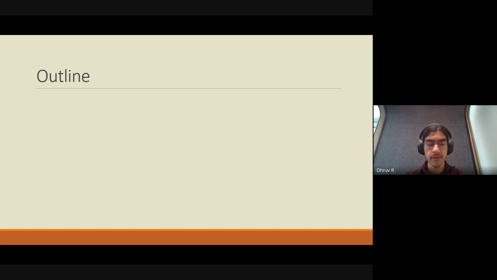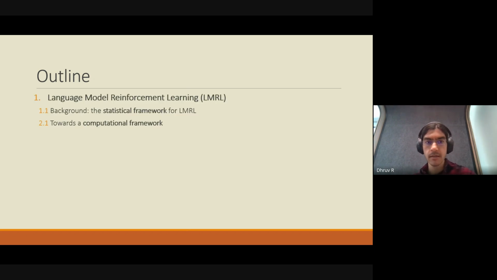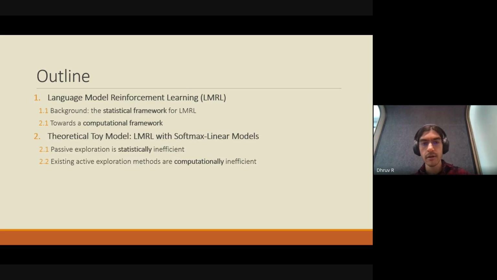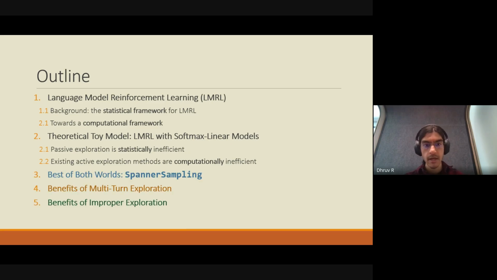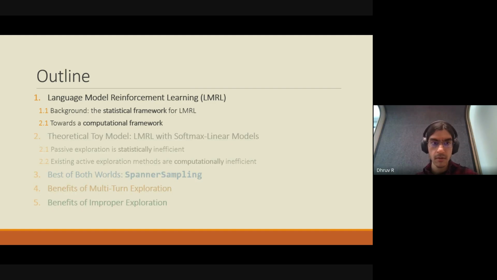So to outline the rest of this talk, I'll start by discussing the standard statistical framework for language model reinforcement learning, which has emerged in the last few years. And then I'll discuss how we can turn this into a computational framework in a toy model of what we'll call softmax linear models. And I'll discuss what existing algorithms look like, what guarantees are achieved by existing algorithms in this toy model. And then I'll talk about our results. So that's the general outline. And I'll start with the statistical framework.